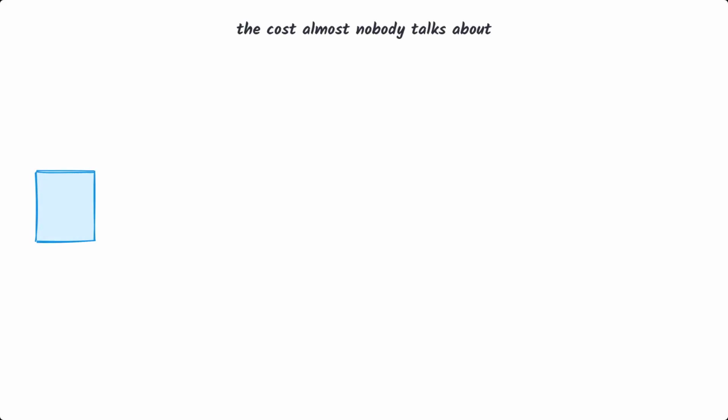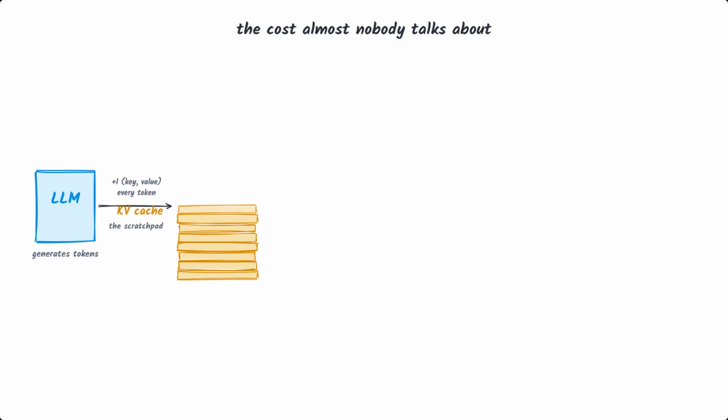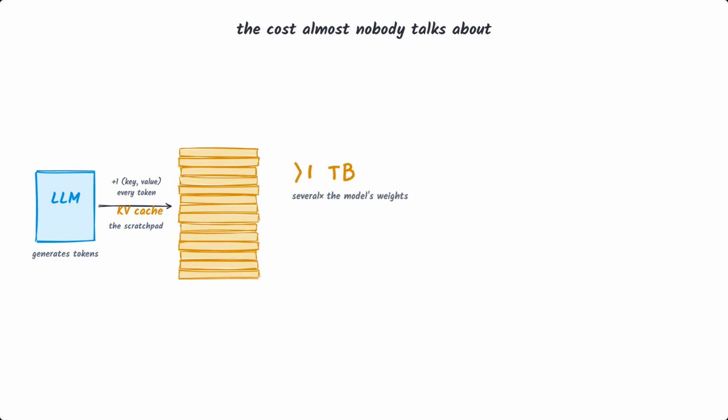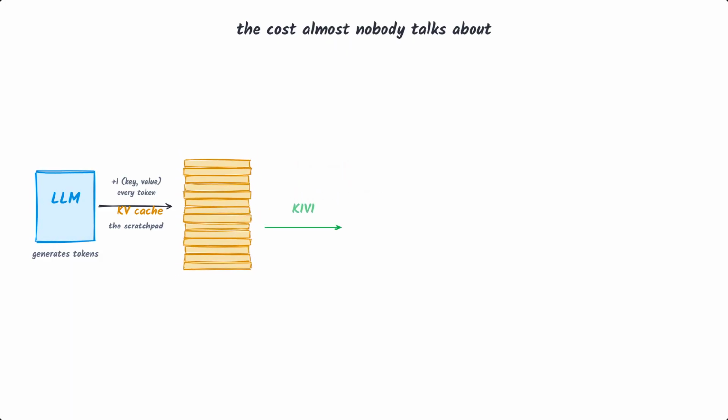Here's a cost almost nobody talks about. When a large language model generates text, it keeps a running scratchpad called the KV cache, and that cache can quietly grow bigger than the model itself. For a big model serving many users at long context, it can balloon past a terabyte of GPU memory, several times the size of the model's own weights. It's the real bottleneck in serving, in both memory and speed.